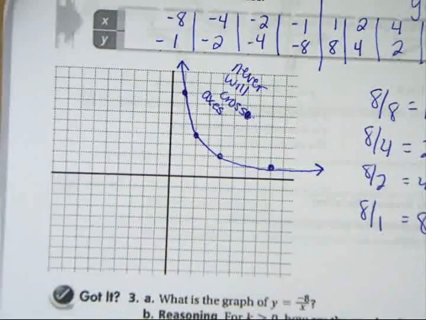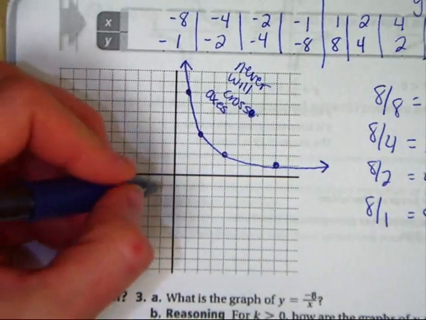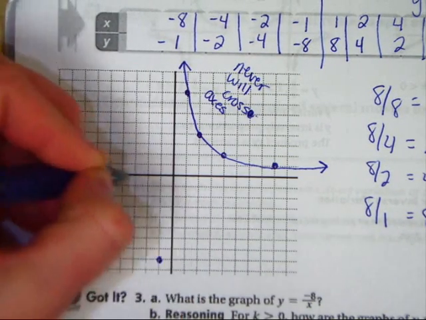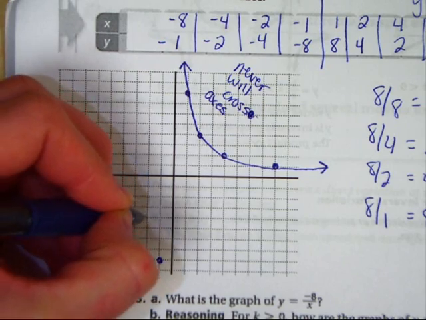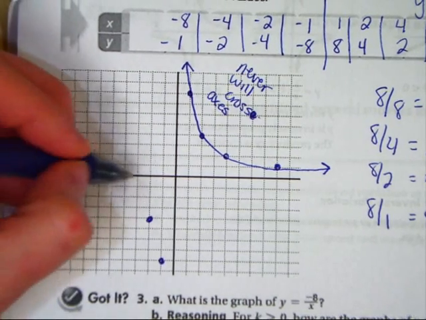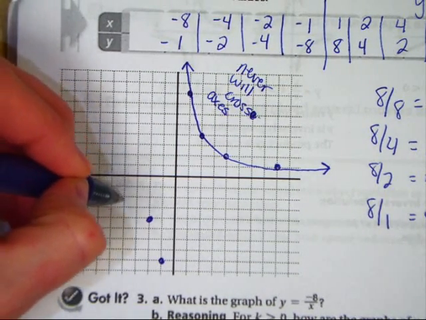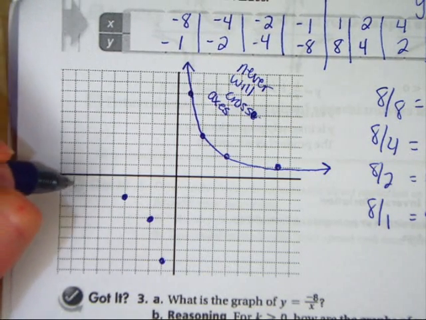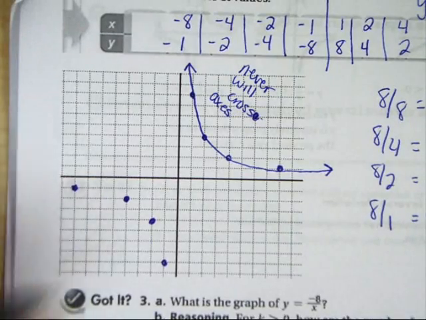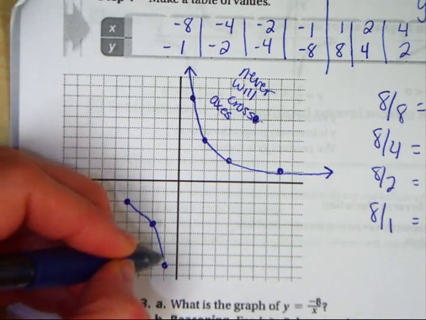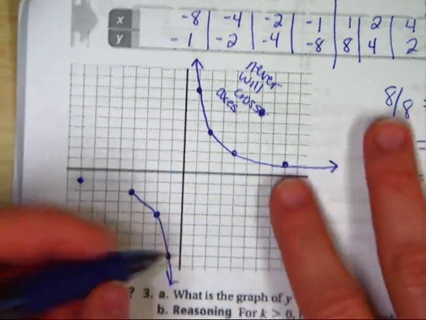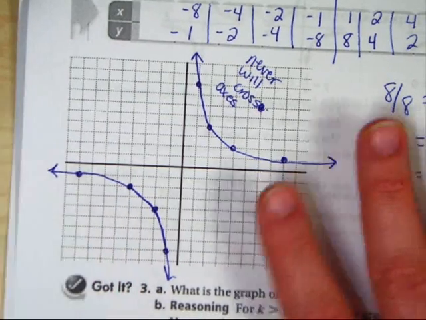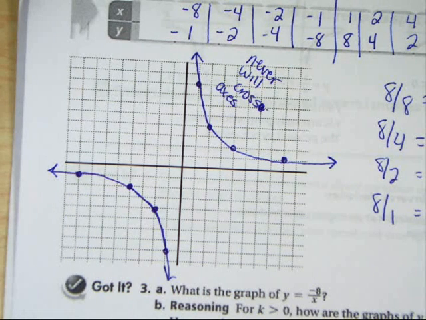Let's go ahead and plot the negative side. -1 down 8. -2 down 4. -4 down 2. And -8 down 1. Can you see how it's making this really funny shape on this side as well? This is how inverse variations always graph.